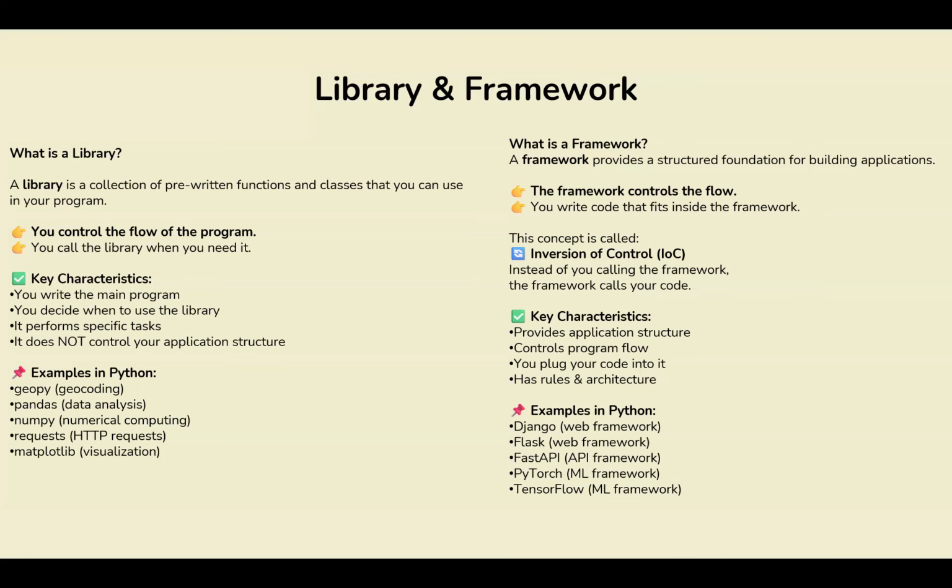As I already told you, ArcPy is for ArcGIS, PyQGIS is for QGIS, rasterio is for raster related analysis, and the OpenCV library is for image analysis. So there are many libraries. What are the key characteristics of a library? You write the main program, you decide what library to use, it performs a specific task, and it does not control your application structure. Whatever application or code you want to write, you are free to write it in any pattern.